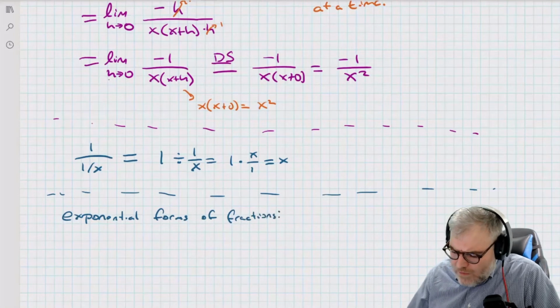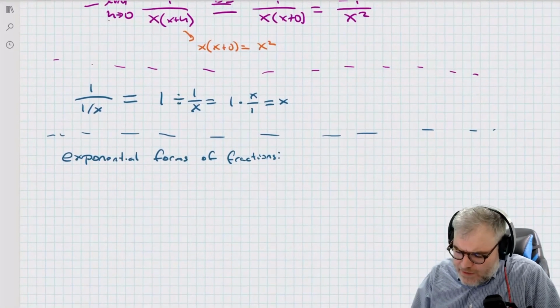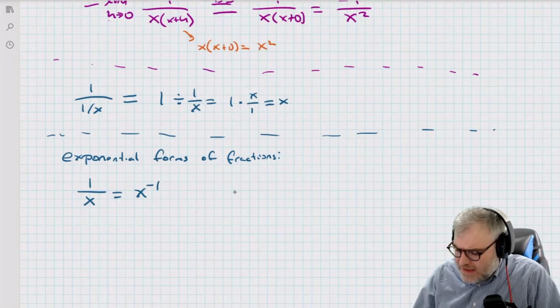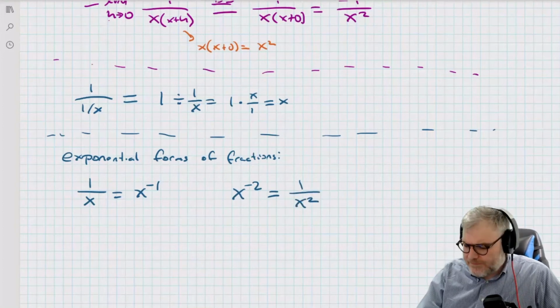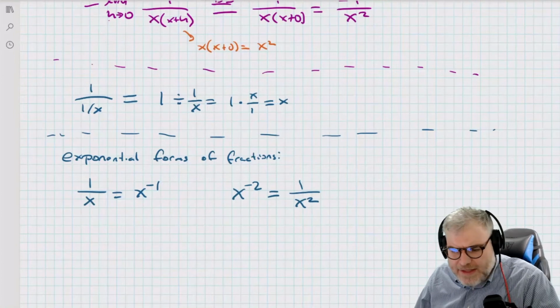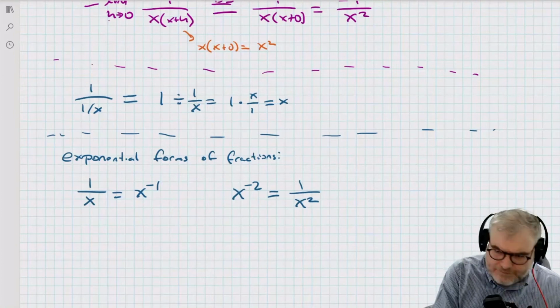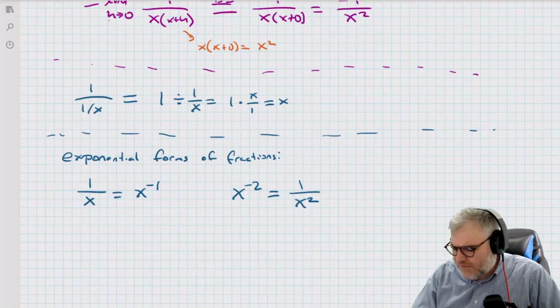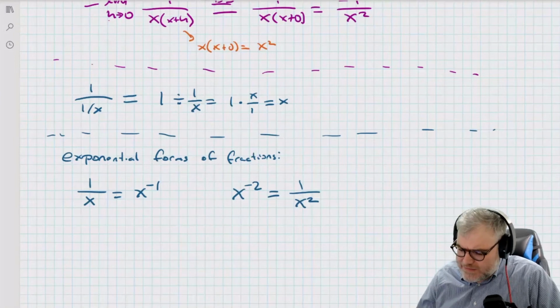Okay. So I want to remember that 1 over x equals x to the negative 1. Okay, and that x to the negative 2 equals 1 over x squared. How do we feel about that? 1 to 5. So I just remember that I've got this weird form. I've got these kind of things hanging around here that look like this.